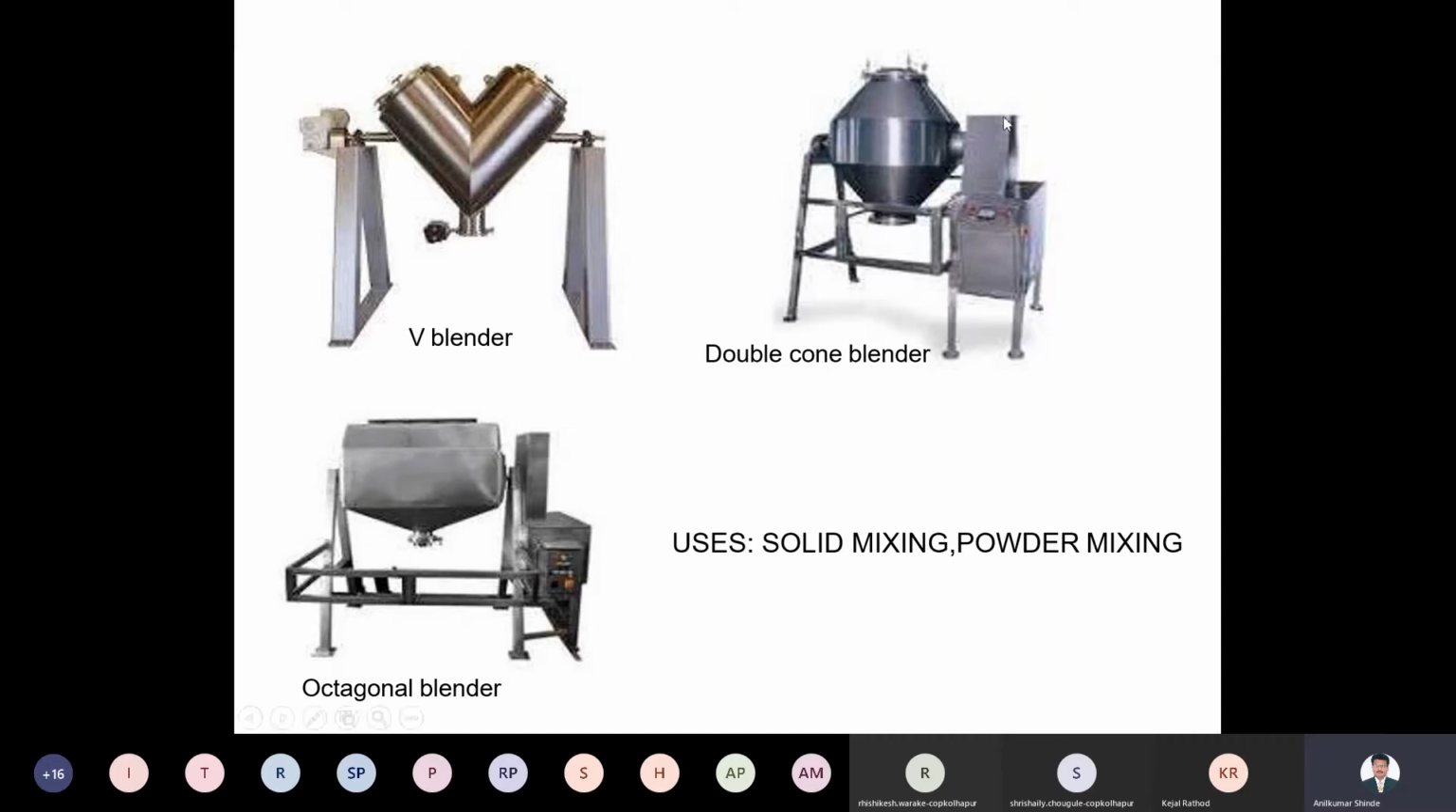So inside the double cone, there are vents. There is the first vent and the second vent, right? The same vent is used to put the material into the blender, and the same vent is used for discharging the material, right? So there is no separate vent. We can just add the material and discharge the material from that cone blender, right?